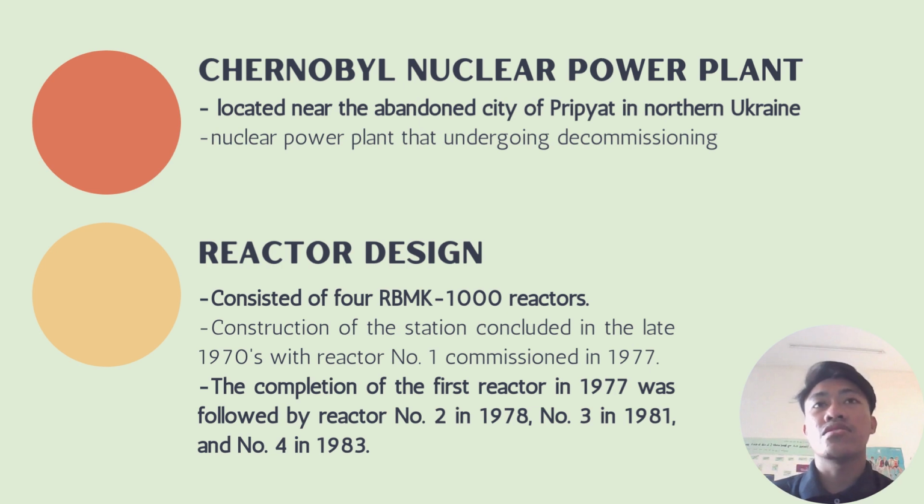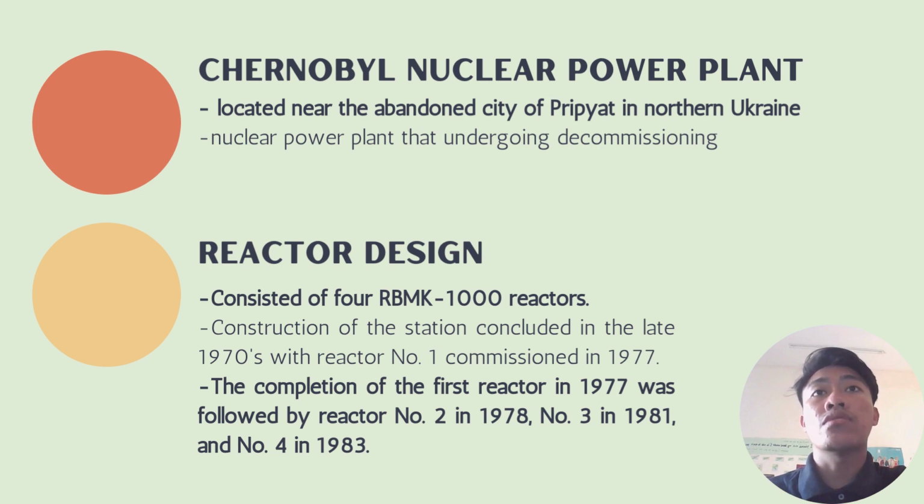The construction of the station concluded in the 1970s, with reactor number 1 commissioned in 1977. It was the third Soviet RBMK nuclear power plant after the Leningrad nuclear power plant and the Kursk nuclear power plant, and is the first power plant on Ukrainian soil. The completion of the first reactor in 1977 was followed by reactor number 2 in 1978, number 3 in 1981, and number 4 in 1983.